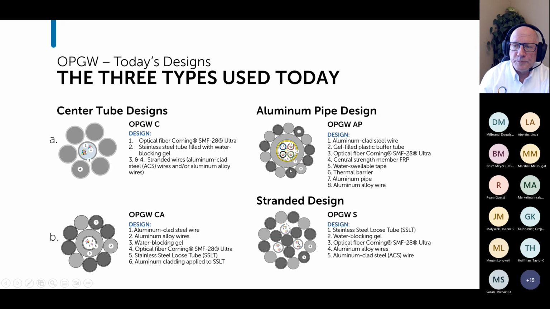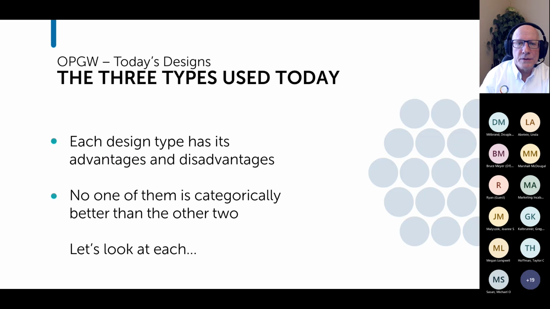Next up is aluminum pipe type designs. So you have an aluminum pipe with plastic buffer tubes or plastic tubes in the center of that aluminum pipe. And then the third design type is the stranded design, back to a stainless steel tube, but it's been stranded around a wire, which could be aluminum clad steel or aluminum alloy, depending upon the design. So again, we'll talk about each design and the best version of that design. As I mentioned already, each design type has its own advantages and disadvantages. No one of them is categorically better than the other two.